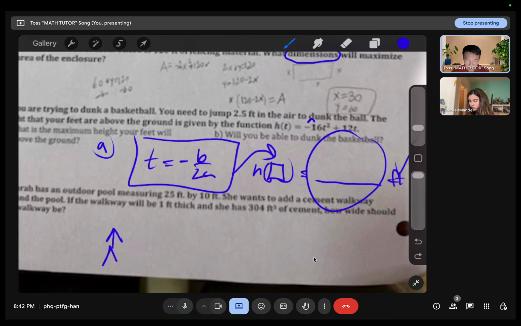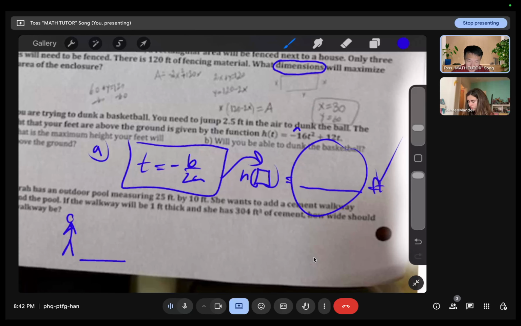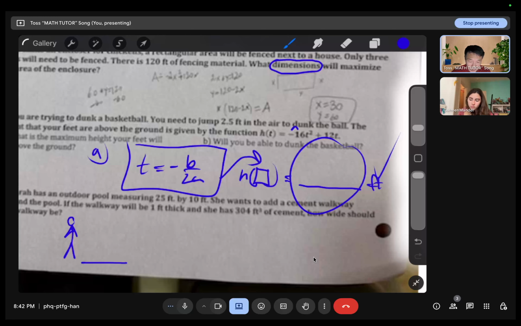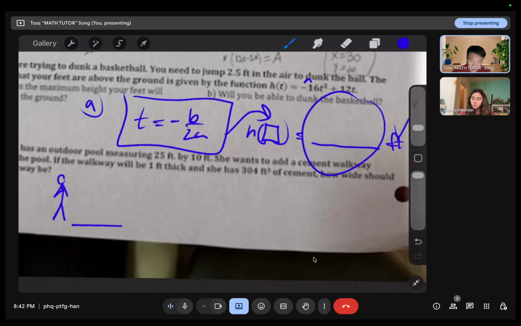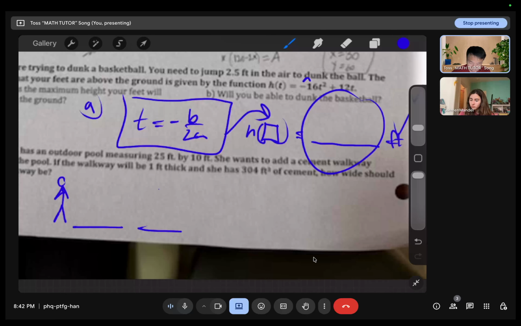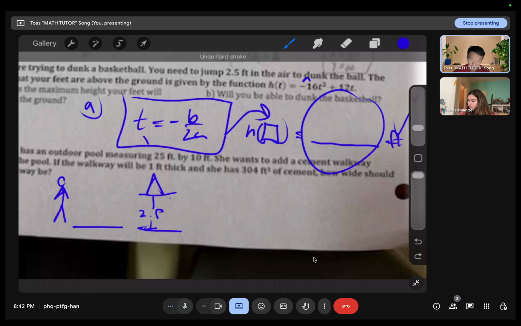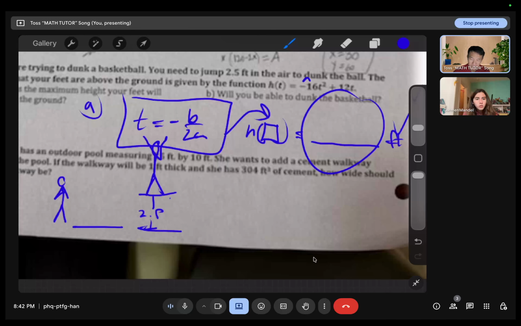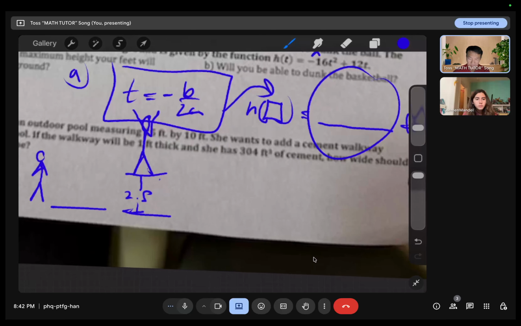There's more to it. When you jump, here's the animation. If you start from the ground, he needs to jump 2.5 feet in the air to dunk the ball. So once he jumped, pretend this is about 2.5 here. So he's now up like right here. This is his feet. 2.5. You okay? That's like the height. So if the person jumped, I'll even do the hand like this. So he jumped up. It'll be 2.5 feet here, like that.